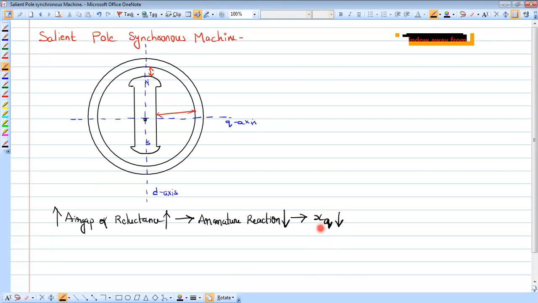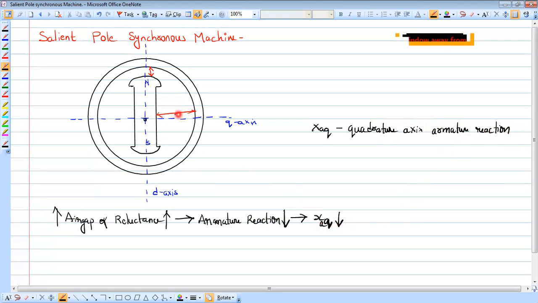Why am I representing it with XAQ? XAQ means armature reaction reactance along the quadrature axis. So along the quadrature axis, because of this large air gap, the armature reaction effect will be lower. That's why I'm considering a smaller reactance along the quadrature axis, and I represented it with XAQ.